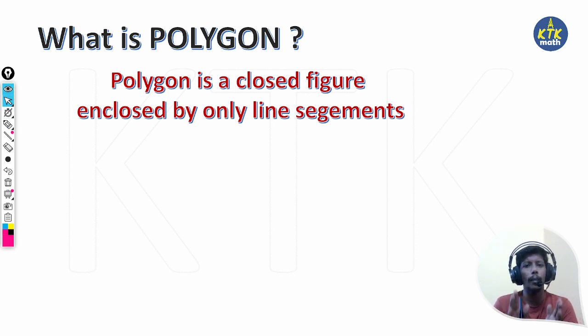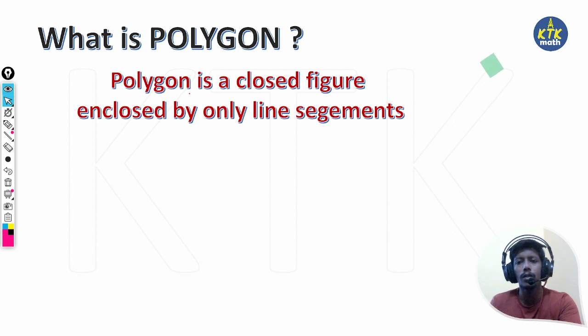So it's a common name. Most of the students used to confuse the term polygon with pentagon. Actually pentagon is a part of polygon only. It's like a family member of polygon. Polygon is the biggest family which has a lot of group members. So any shape that is covered only with line segments in its boundary is called a polygon.